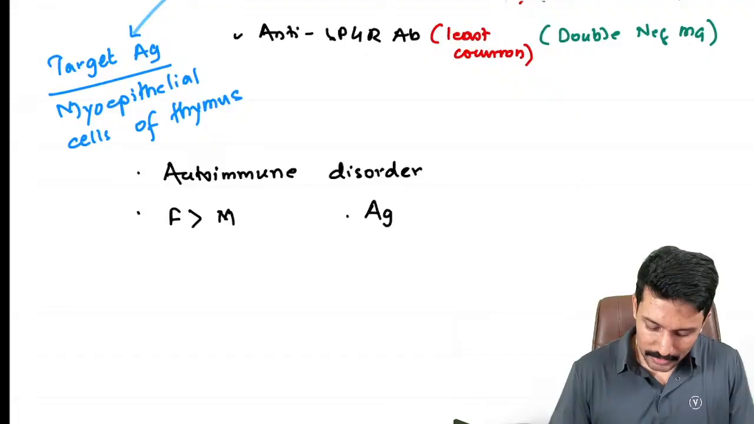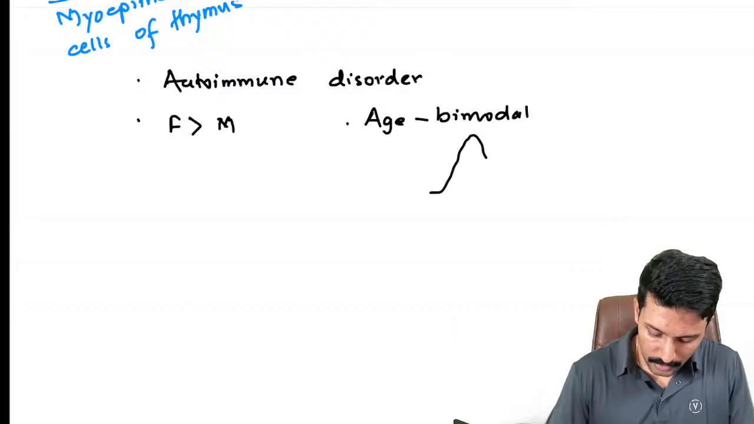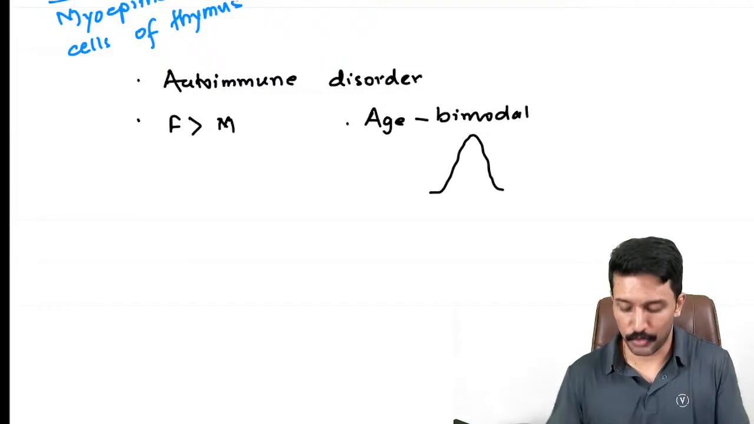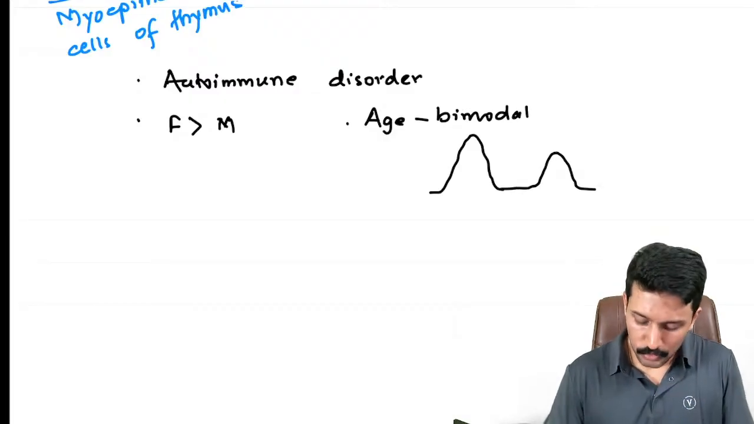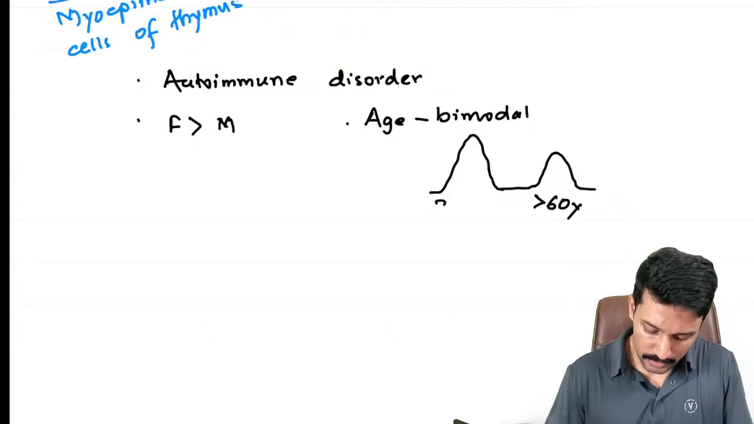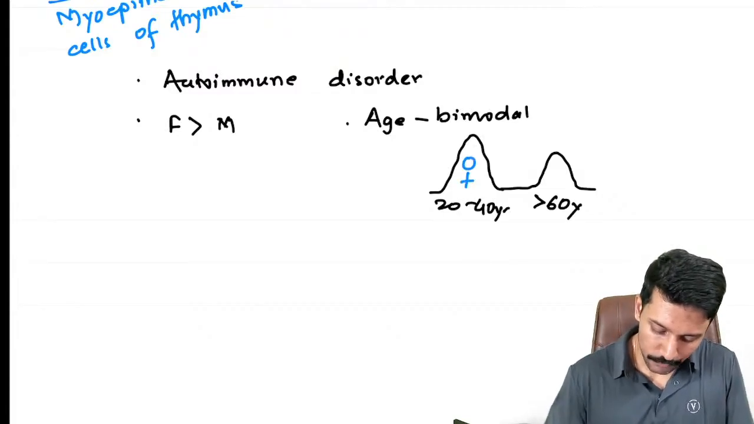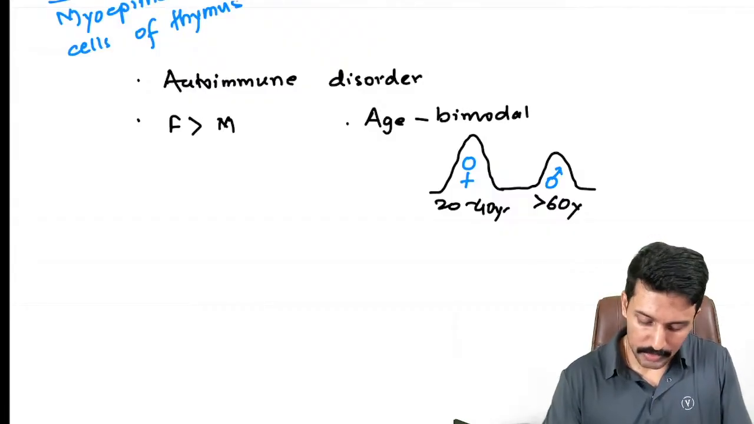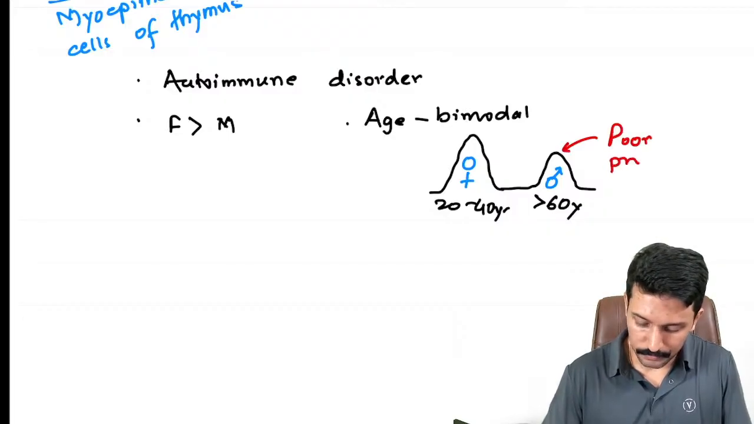And when it comes to the age distribution, it shows a classical bimodal distribution. When I'm talking about bimodal, you get one peak in that classical female age range where autoimmune disorders are common, the middle age or 20 to 40 years. But we also get another peak incidence in the elderly, after 50 to 60 years. In 20 to 40 years, the majority of the patients are females, and after 60 years, most are males. An elderly male presenting with myasthenia gravis generally carries a poor prognosis.